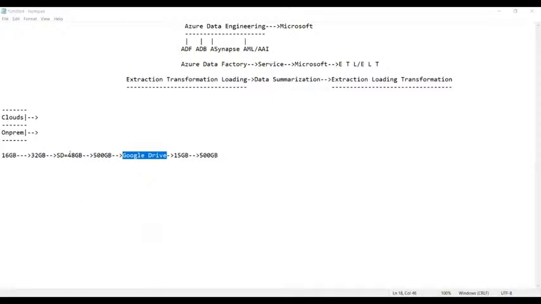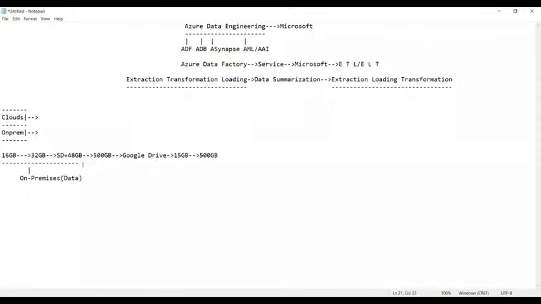What about the 48 GB you have in your internal mobile phone, the previous mobile phone which you lost? Can you recover it back? No. This is a very good example. The 48 GB which you stored in your previous mobile phone which you lost is called on-premises data.